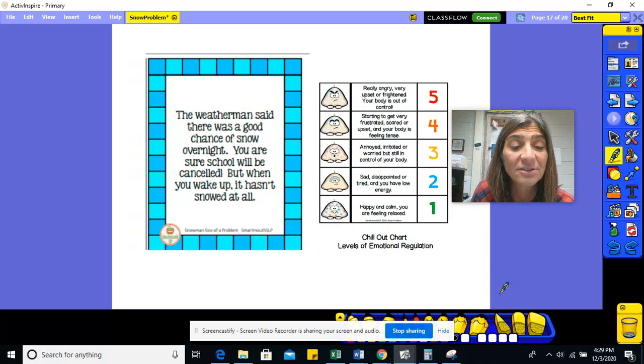Weatherman said there's a good chance of snow overnight. You're sure school will be canceled when you wake up and it hasn't snowed at all? Disappointing? Yep, disappointing. So I'm going to go here. Did you guys notice that the 1 is green, like your green zone?